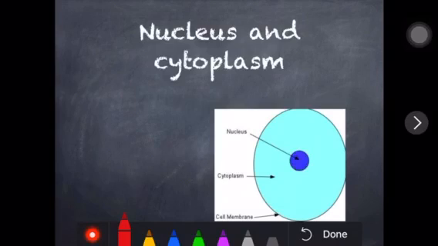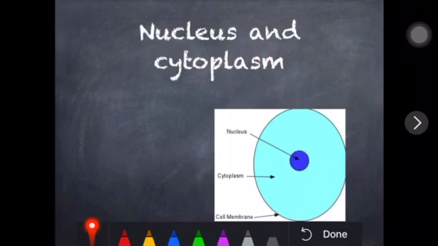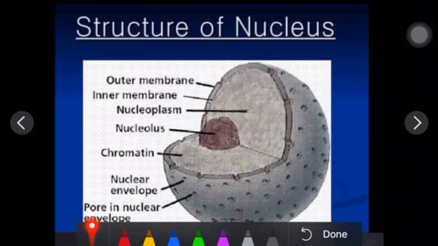Well, let us start with the new topic of the cell organelles, that is nucleus and cytoplasm. As you can see, we are doing nucleus and cytoplasm, which are basically structural units of the cell. They are helping to build the cell, so they come under the structural unit of the cell. One by one we'll see what the structure is and how they perform.